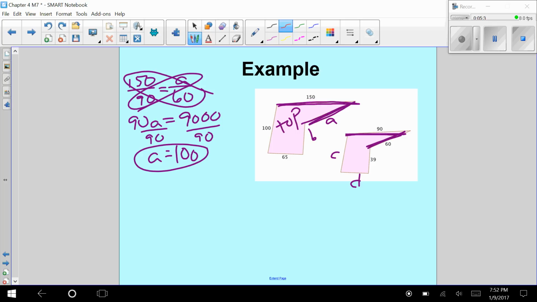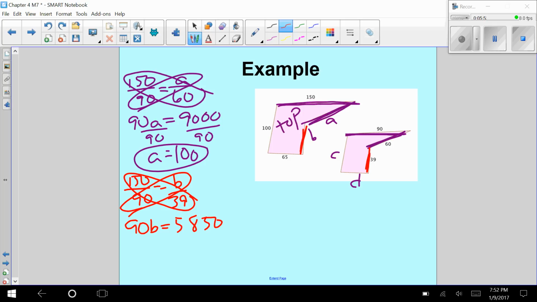Let's look at B next. Start with my same ratio, 150 over 90 equals, B lines up with 39, so B over 39. Do my cross products, 90 times B equals 150 times 39, which is 5,850. Divide both sides by 90, and I get B equals 65.